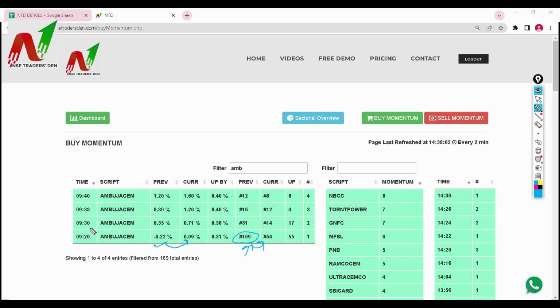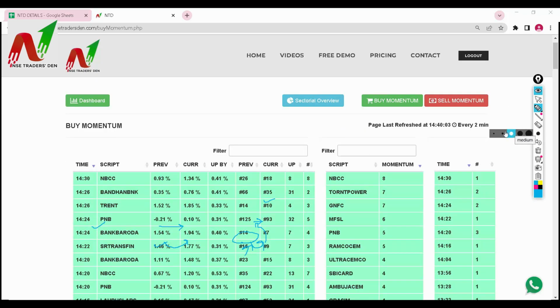Secondly, the second order came at 9:30, wherein again the price was positive and it became even stronger after that order. The position went from 54 to 31, and after the next bulk order it went to 14, and currently it's trading at sixth position. So this shows that the stock momentum, the trend, was very positive.